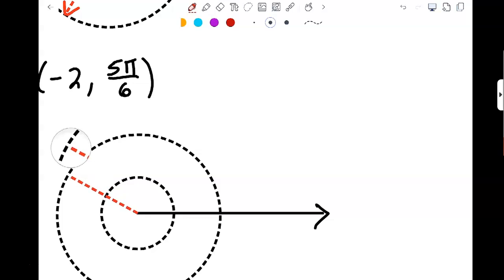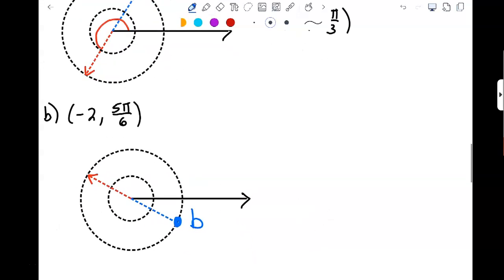Say something like that. All right, and then I'm going to go backwards 2 units. So what I would do is just trace backwards through that point. Let me just get my dotted line here. Trace backwards until I hit the circle of radius 2. So therefore, my point B would be right there.